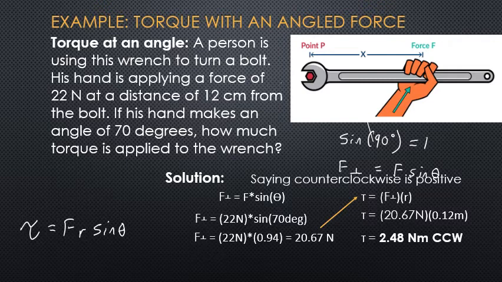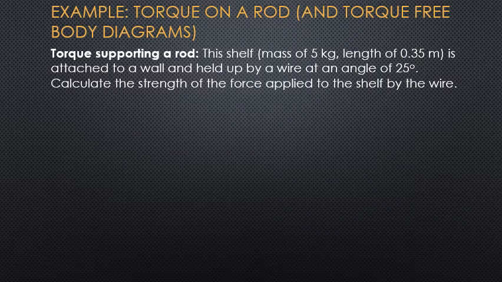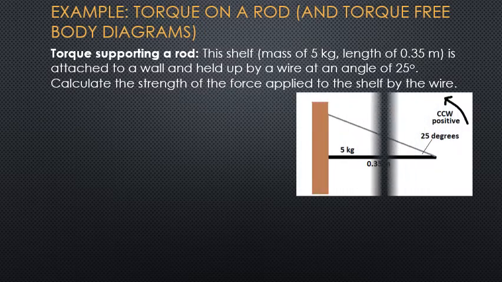All right, scooting along here. This is the part we haven't gotten to yet, so I'm going to slow it down here and really go step by step. So here's the situation. We have a shelf that for some reason isn't screwed into the wall. It's being supported instead by a wire, and we need to know the strength of the force applied to the shelf by the wire, right?